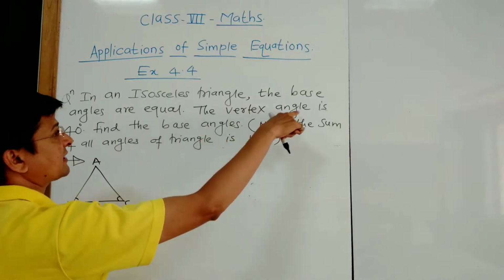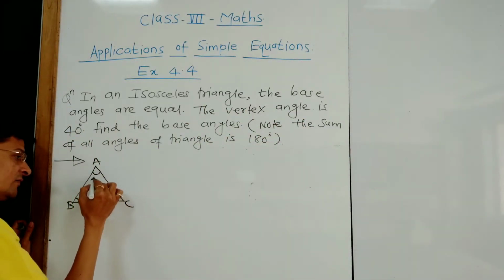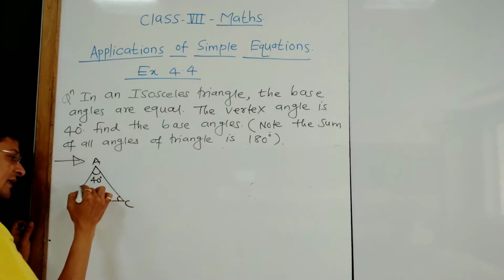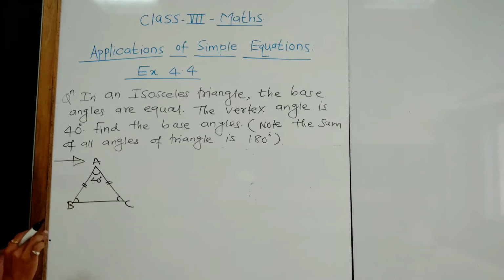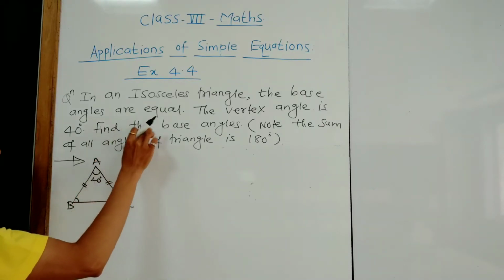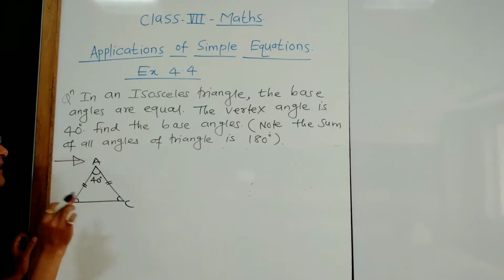The vertex angle is 40 degree. This is the vertex angle, 40 degree. This is the isosceles triangle whose two sides are equal and two angles are also equal. Then find the base angles. We have to find the value of these two base angles.